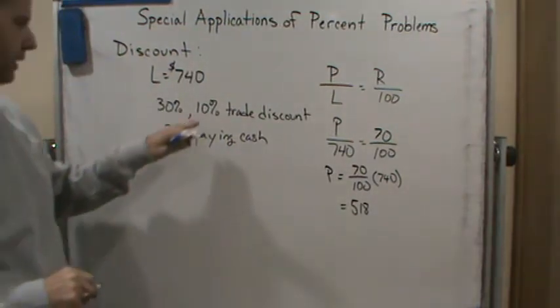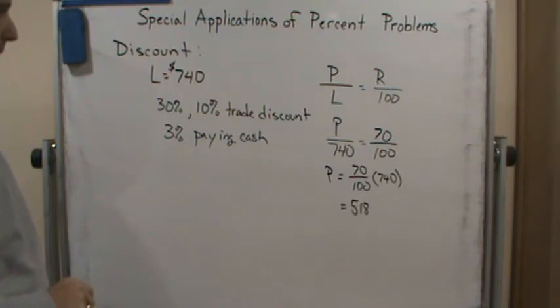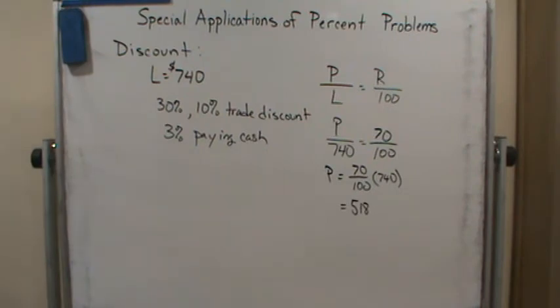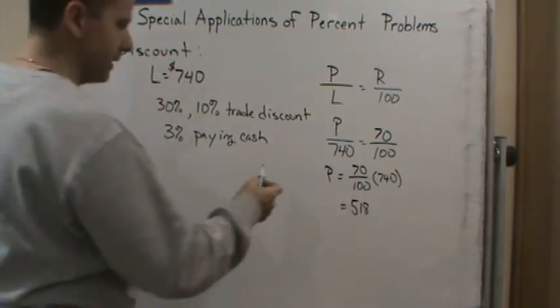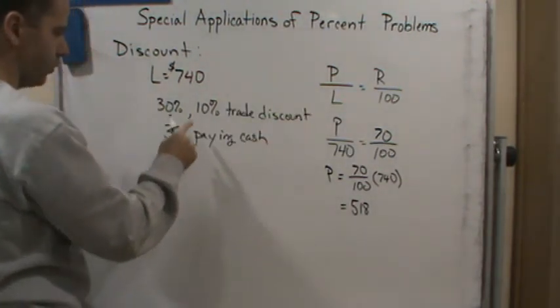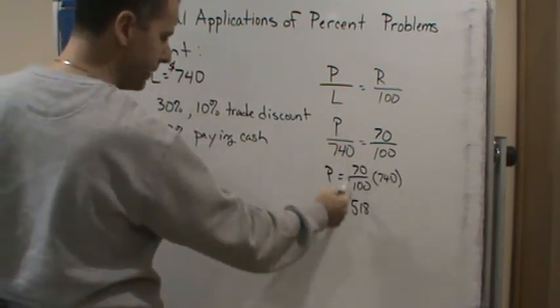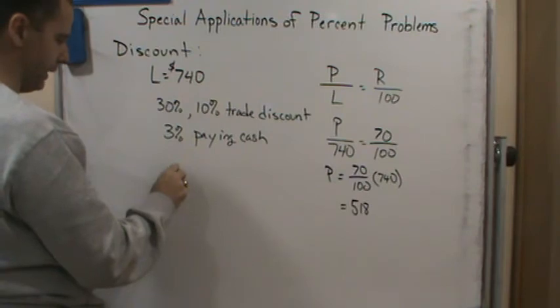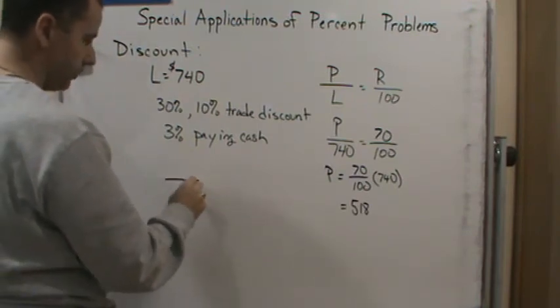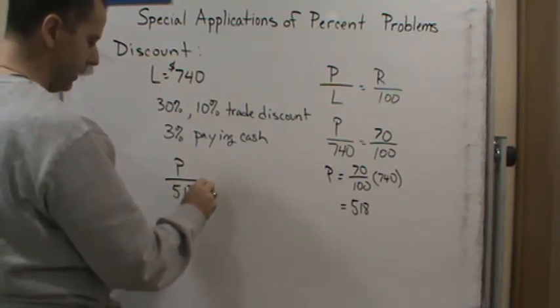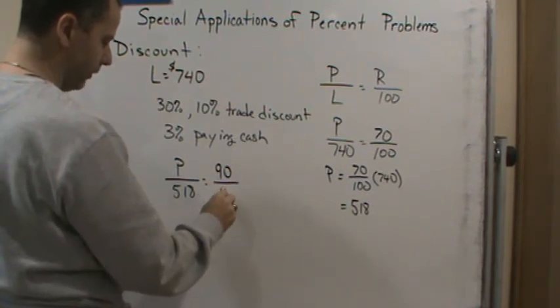Now I'm going to do the next trade discount of 10%. Again, I'm going to set up the proportion just like I did before, but since the discount is 10%, I'm going to use 90, because I want to know what I have left over. I'm getting a 10% discount, which means I'm going to keep 90% of the price that's left over. So this price here is now going to come over here and be in my proportion again. It's going to be P over 518 is equal to 90 over 100.